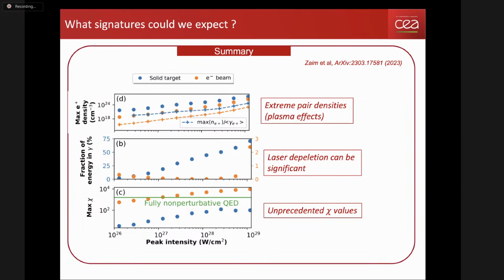The second feature is that we get a huge Doppler boosted laser depletion, especially in interaction with the solid target. We get up to 80% laser absorption into gamma photons, and the laser is almost completely depleted into pairs and gamma photons. Also, the second configuration offers the prospect to reach unprecedented chi values. Here you can see the chi values you could reach as a function of the focus intensity with a 10 GeV electron beam. You could already access, or get close to, the fully non-perturbative regime even at 10^26 watt per square centimeter intensity.